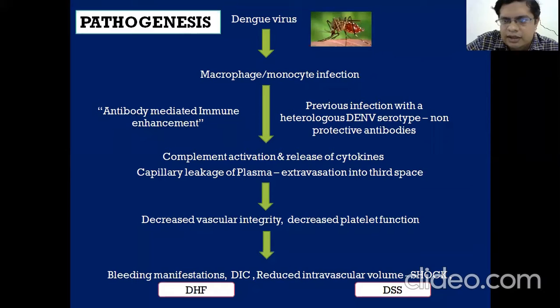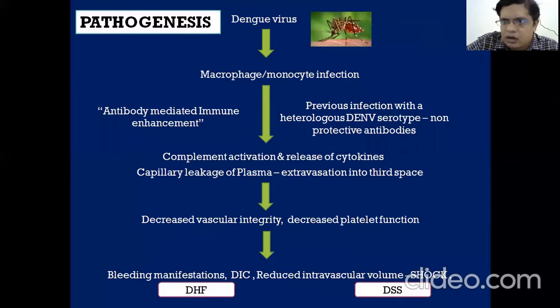The antibodies engulf the virus and they are captured by the macrophage or monocyte infection. But these antibodies are not capable of destroying the virus. So more viral particles are captured by the macrophages and monocytes, and they lead to a lot of release of inflammatory mediators, cytokines, and activation of the complement.